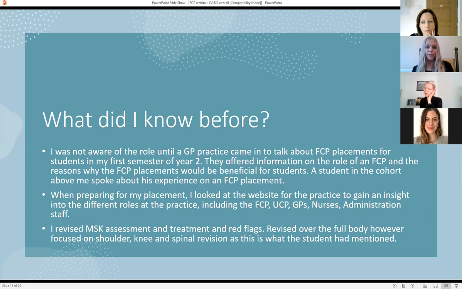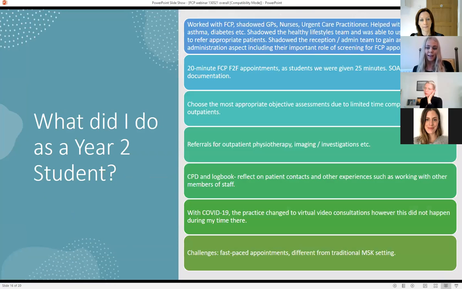I revised the full body, but really focused in on the shoulder, the knee and the spinal revision, because that's what they were mentioning quite a lot. So I assumed that might be the conditions and the areas of the body that I might be assessing the most. So that's the revision I did, and if you could go into the next slide, please, Izzy, if that's okay.